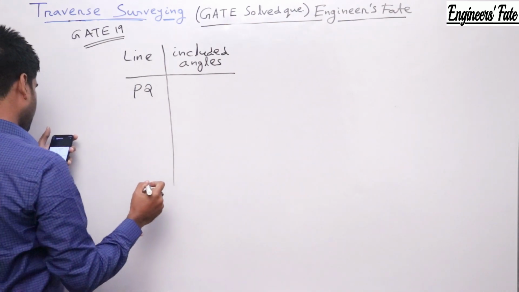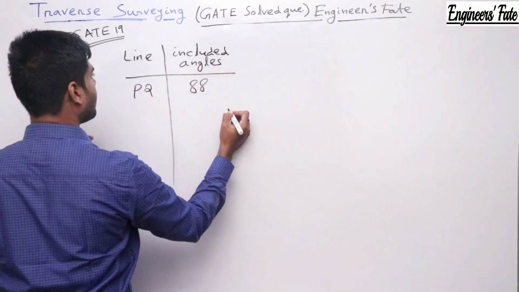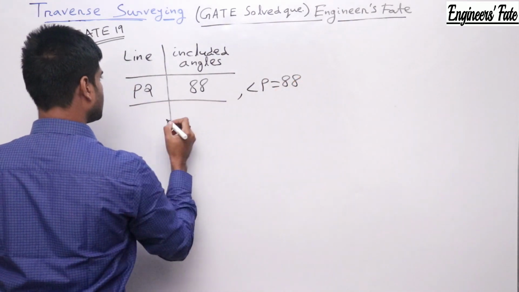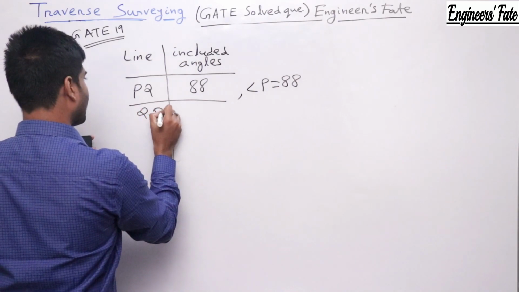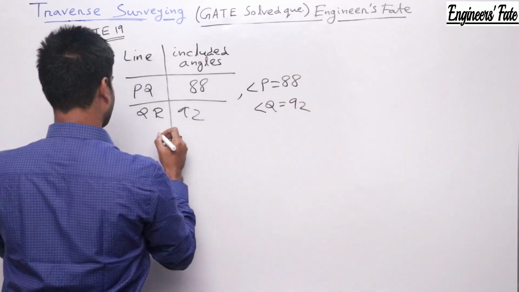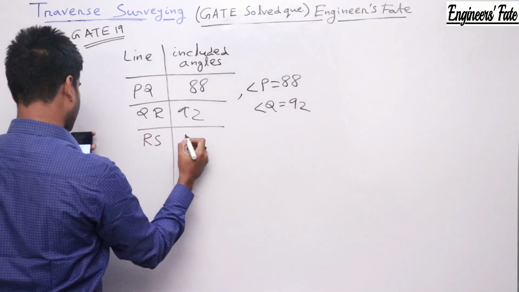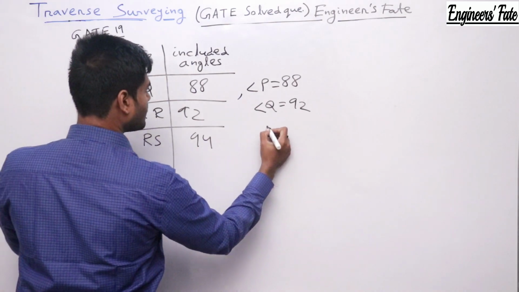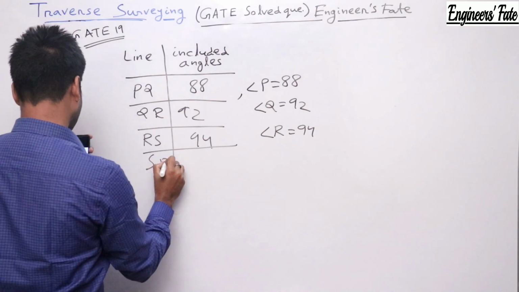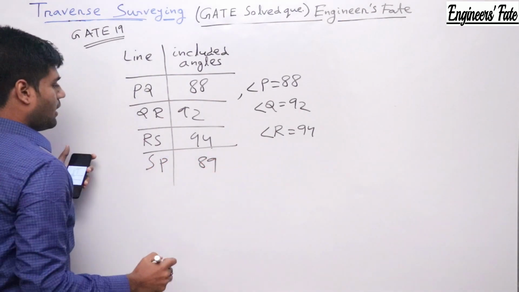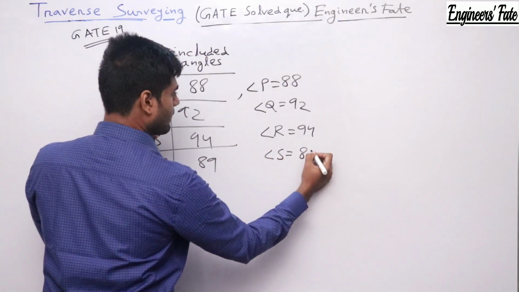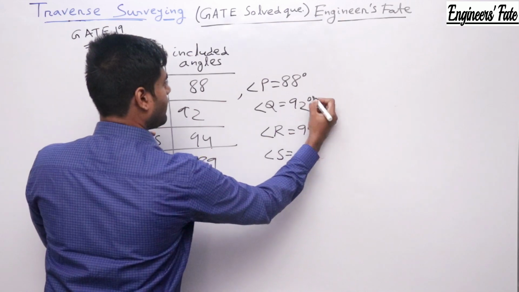So for the PQ line, he has given the angle 88, that means angle P equal to 88. Then QR, he has given 92, that means angle Q equal to 92. He has given RS, included angle 94, that means angle R equal to 94. Then at last he has given SP, that means angle S equal to 89. All those values are in degrees.